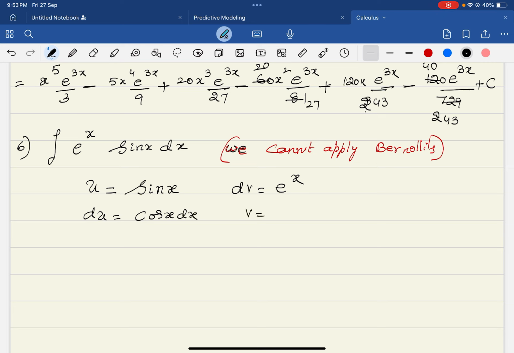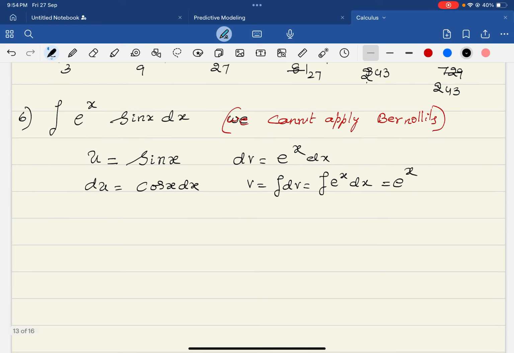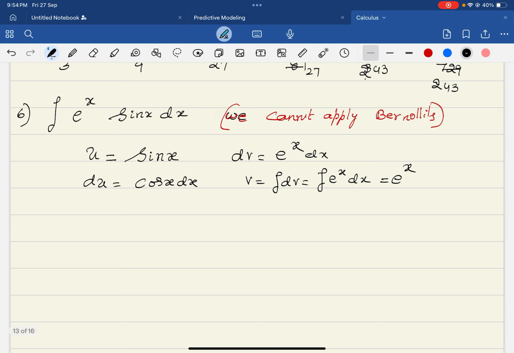And now what is v? Integral of dv is integral of e raised to x dx. Of course, this is dx. Now this gives you e raised to x. Now how to solve this? What is the formula?